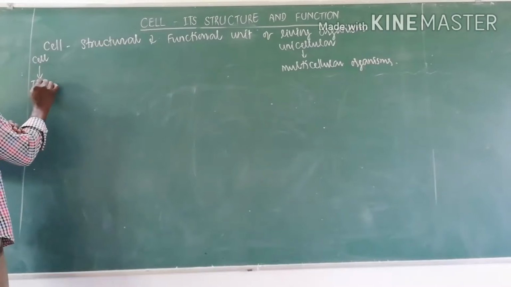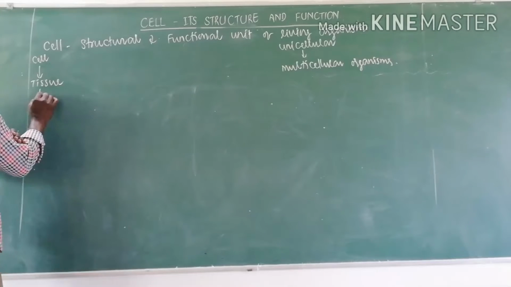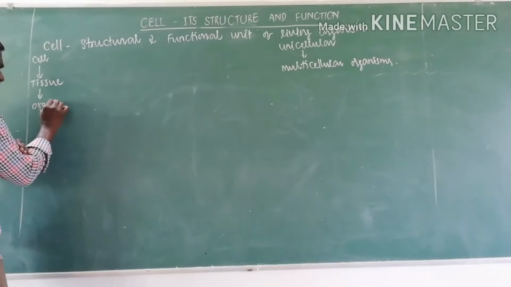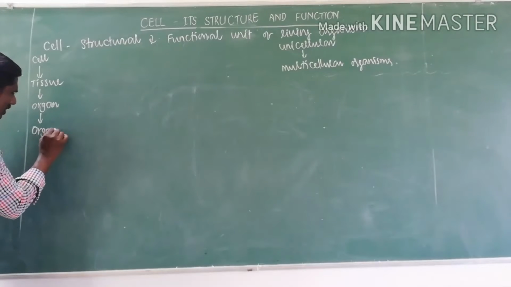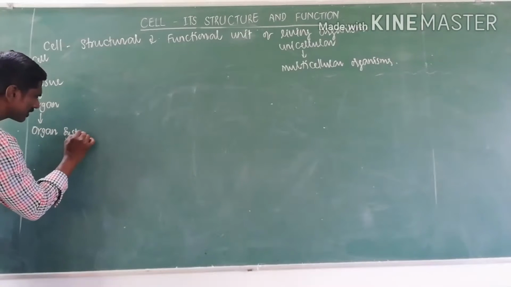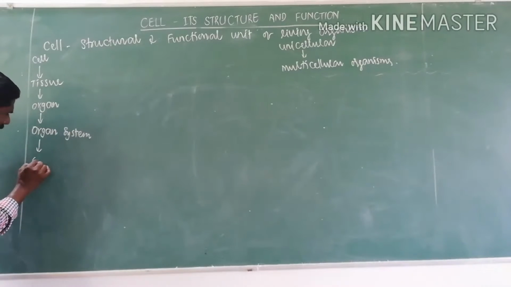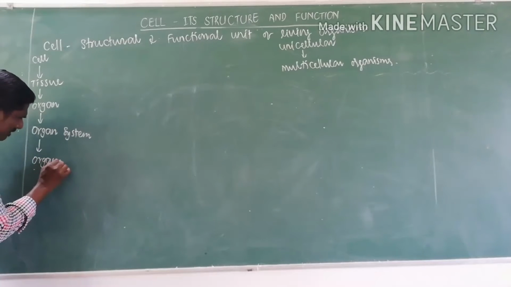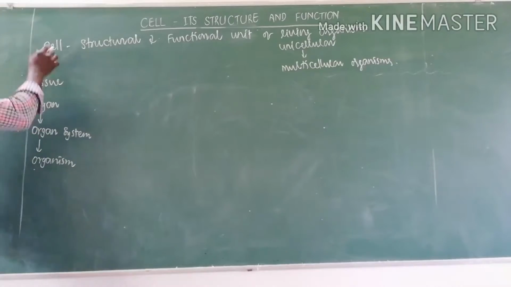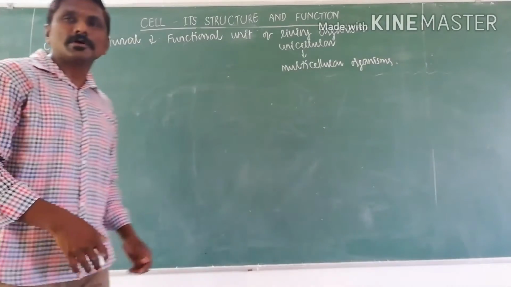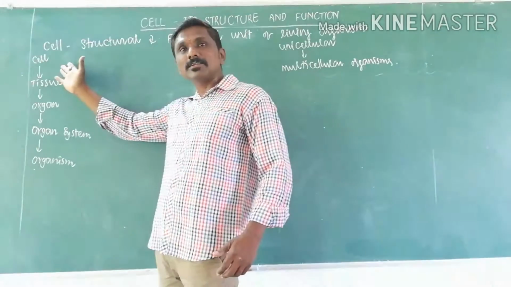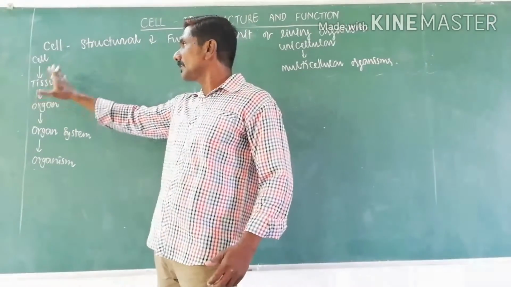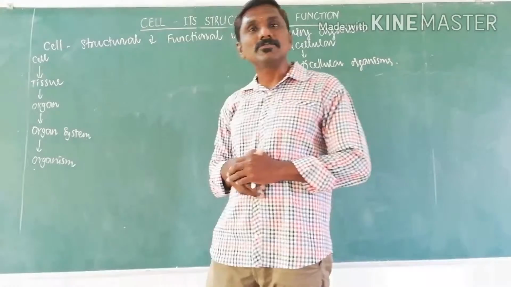When you observe the hierarchy in the living organism, it starts from cell to tissue, organ, organ system, organism. So this is the common hierarchy observed in the living organisms.